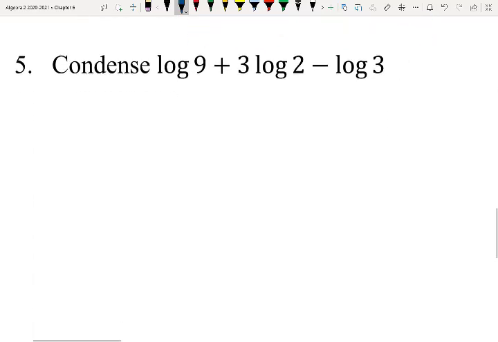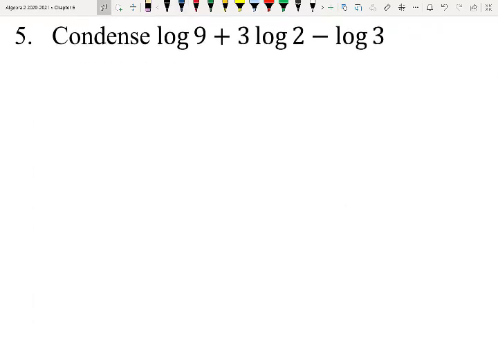Condensing is just the reverse of that process. I'm starting with something that's expanded out amongst a multitude of different logarithms, and I'm trying to condense it down into a single log. Here I'm dealing with my common log. We don't see a base in my log, so I'm dealing with log base 10. That might be significant sometimes, sometimes it's not. In this case, I'm just going to work on trying to condense things together.